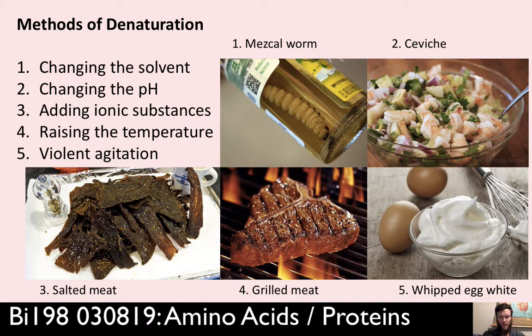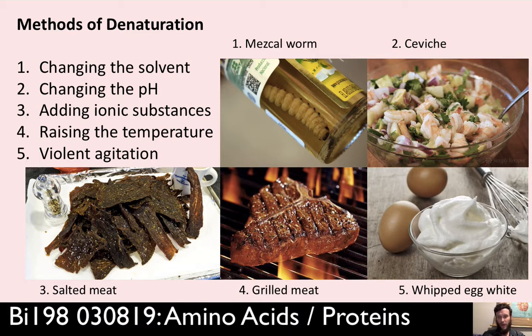So if you raise the temperature, this is what we call cooking. And cooking is a great way to denature the protein. You're adding all this thermal energy to the protein, disrupting the side chain interactions and unfolding the protein, denaturing it irreversibly. And then the last way is simply violent agitation, messing the protein up, beating it up.